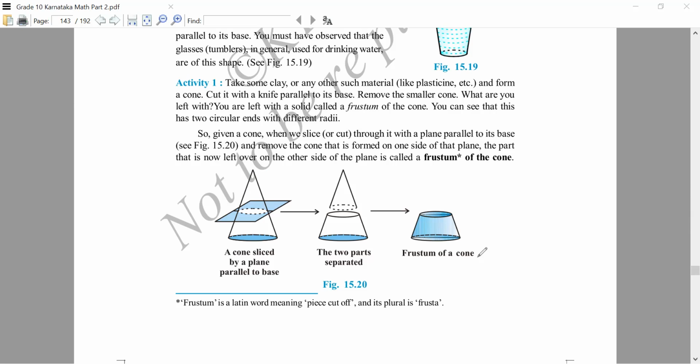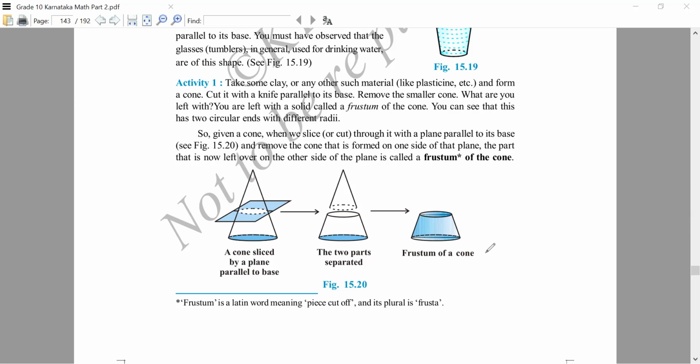Frustum is formed by other objects also. That is why they are saying frustum of a cone. For our purposes, 10th class purposes, frustum will be from cone only. Okay, Riza, thank you for asking that. Frustum generally means piece cut off. Frustum is a Latin word meaning piece cut off. Its plural is frusta. That's why we are saying frustum of a cone, because it can be formed from other objects also. Good with that?